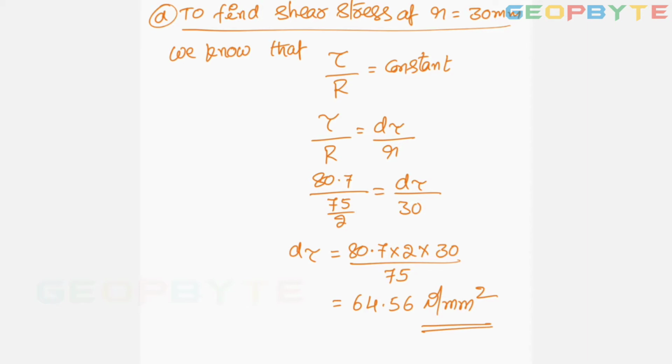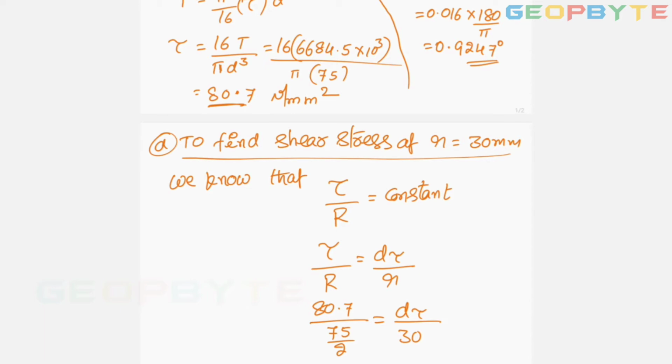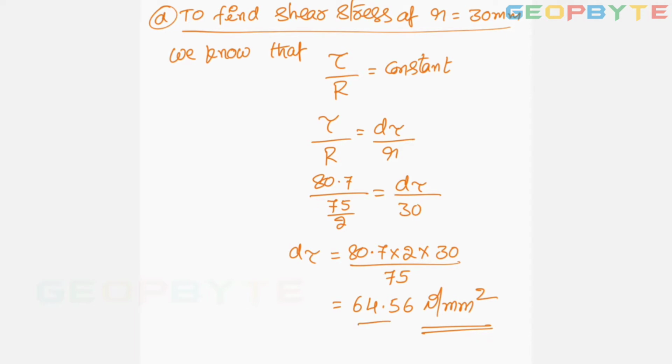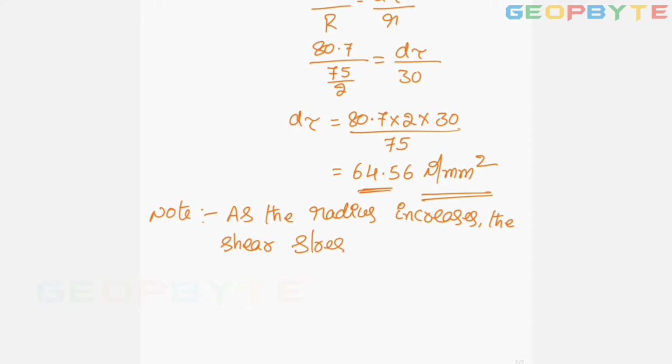So at a radius of 37.5 this is the shear stress, whereas at 30 mm the shear stress is 64.56. That means as the radius increases, shear stress increases. Note: as the radius increases, the shear stress increases.